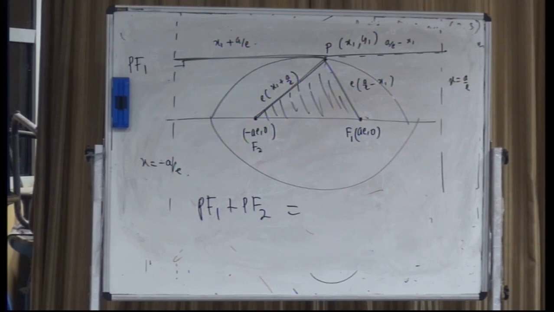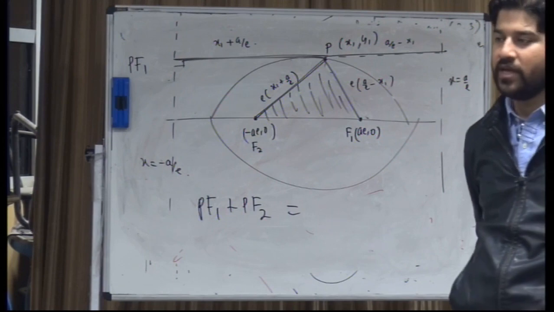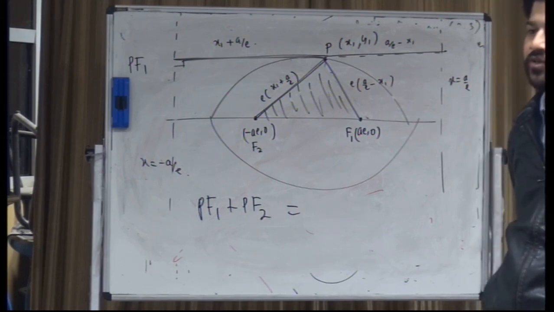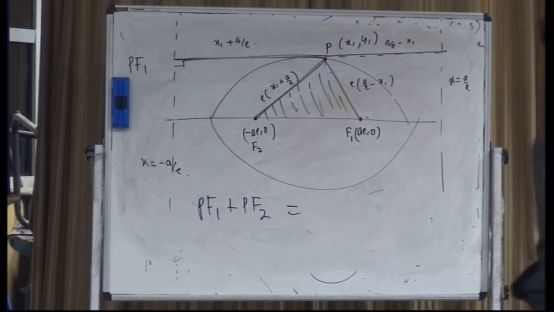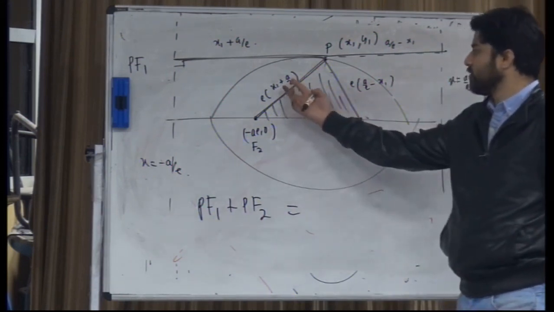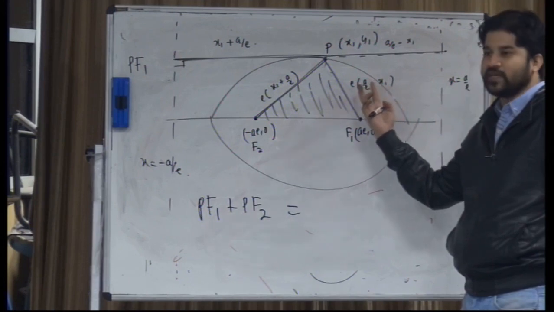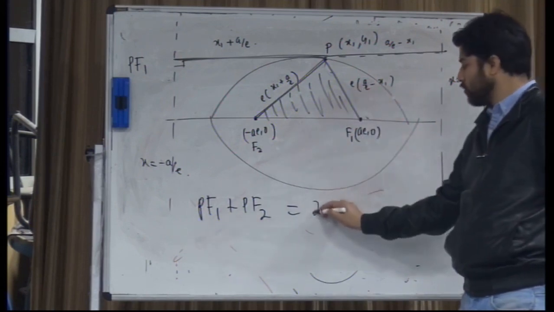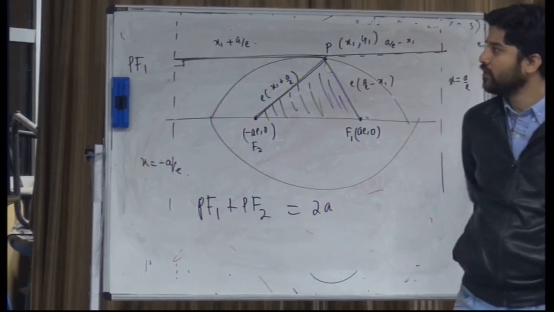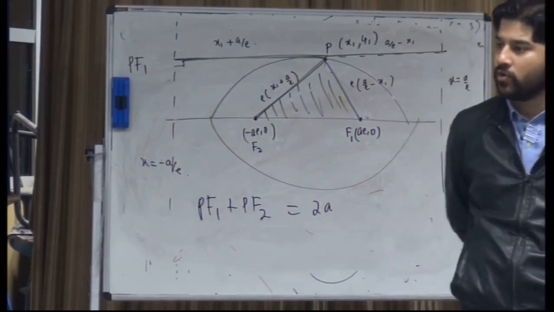e times of the distance between the directrix, you can say. And what is the distance between the directrices? 2a by e, so 2a. Or you can say directly, इसको add कर दो ex1 plus a minus ex1. ex1 कट जाएगा, क्या बना? Which is a constant.